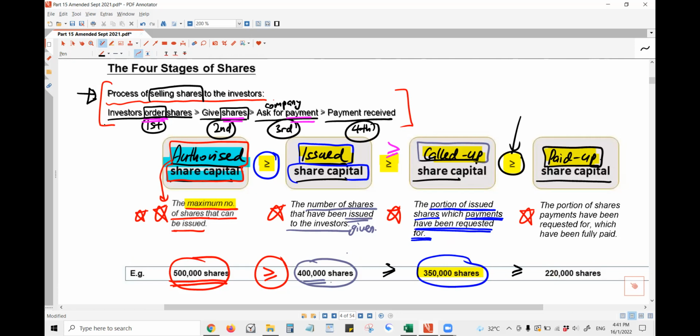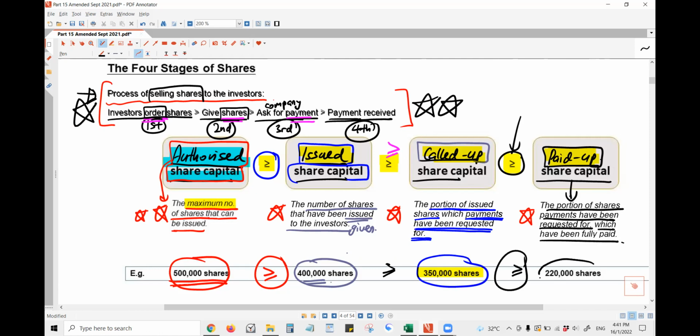First and foremost, you must know these processes. Get this process into your mind first: order, get shares, ask for payment, then payment received from the investor. So let's read this together. Pay up share capital: portion of shares for which payments have been requested and which have been fully paid as well. This is just an example of the number of shares. Must be equal to or less than.